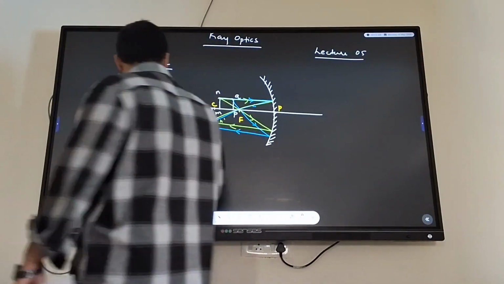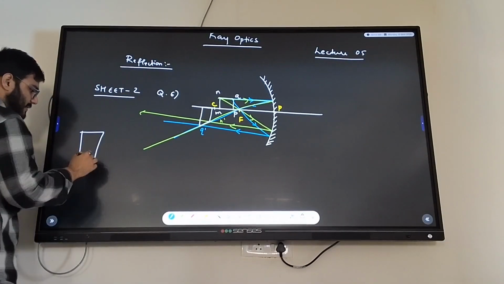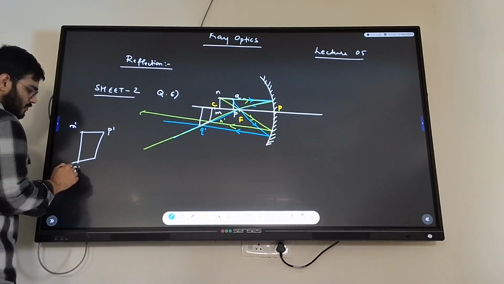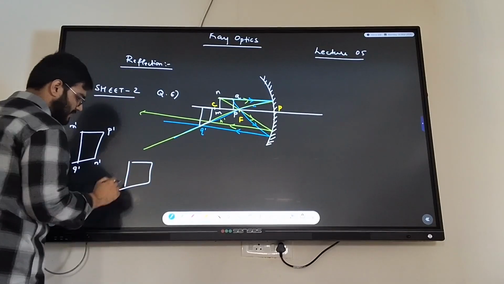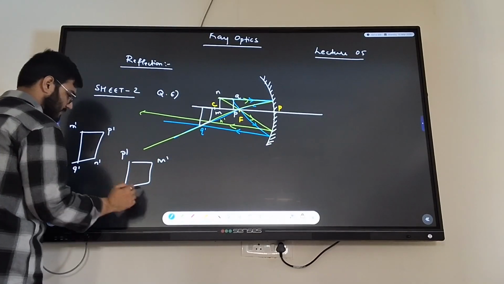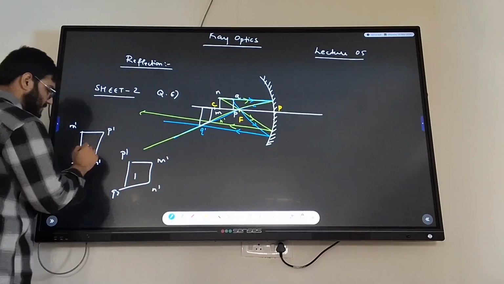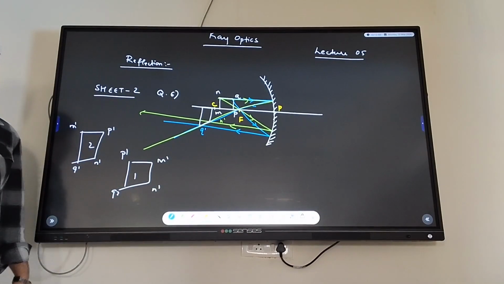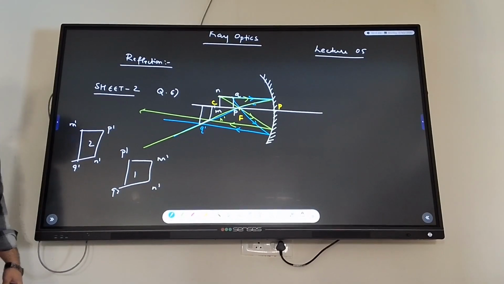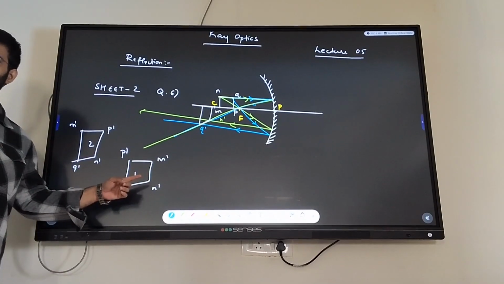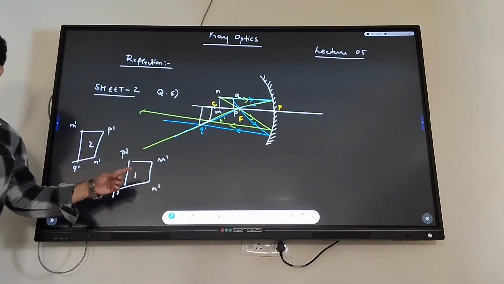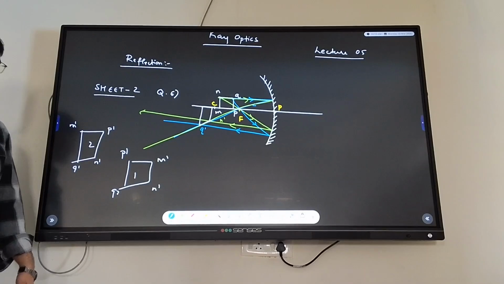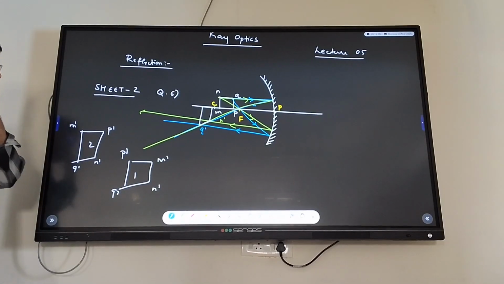I'm going to make two diagrams and then you tell me: should it be something like M prime, P prime, Q prime, N prime, or should it be something like this, M prime, P prime, N prime, Q prime? Which one of them should it be? Number 2 or number 1? One. How many of you agree it's number 1? Any reason? Any logic behind it? Why? Sir, inverted. Laterally inverted.